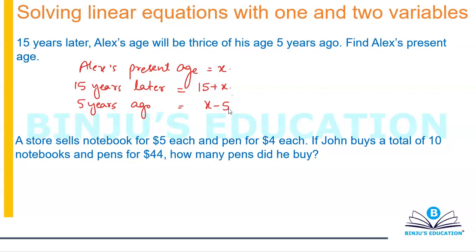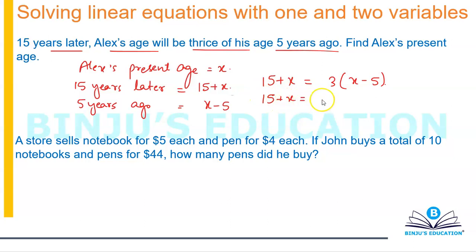Now they have given us a relationship: 15 years later, Alex's age will be thrice his age 5 years ago. So 15 years later is 15 plus x, and thrice the age 5 years ago is 3 times x minus 5. This will be the equation: 15 plus x is equal to 3 times x minus 5. Now let's solve this. 15 plus x is equal to 3x minus 15. So 30 is equal to 2x, or x will be equal to 15.